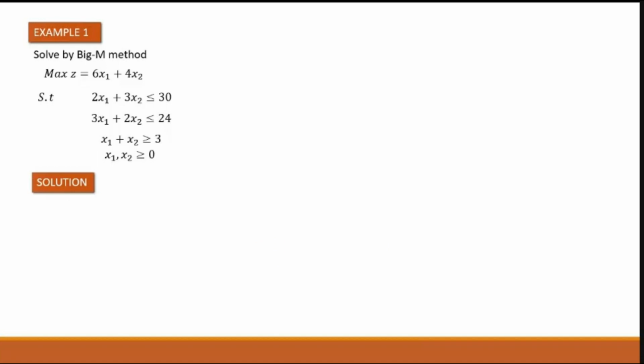Again, as I told you, the method will be specified in the problem. So solve by big M method: maximize z equal to 6x1 plus 4x2 subject to 2x1 plus 3x2 less than or equal to 30, 3x1 plus 2x2 less than or equal to 24, x1 plus x2 greater than or equal to 3, and x1, x2 greater than or equal to 0.